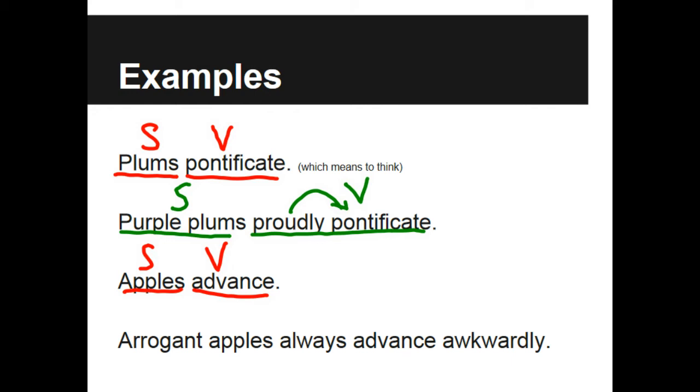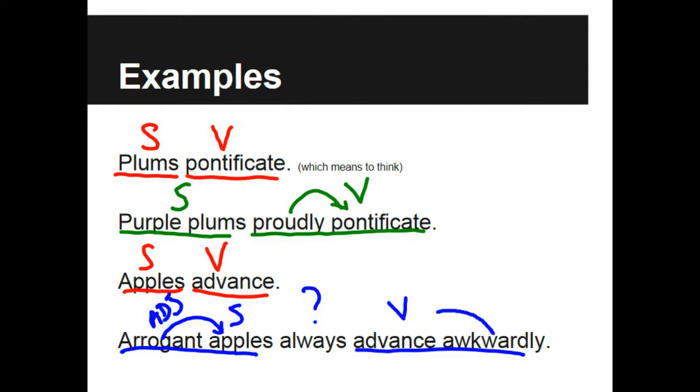The last sentence reads like this: arrogant apples always advance awkwardly. Obviously. In this instance, apples is our simple subject. So we have arrogant apples as our complete subject. Arrogant is an adjective. The verb is advance. Awkwardly is an adverb because it describes advance. Always is also an adverb because it tells us when we advance.